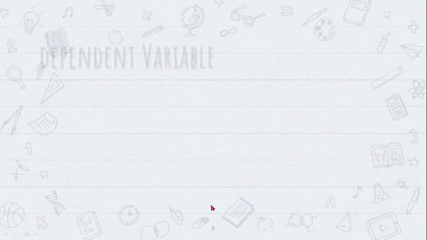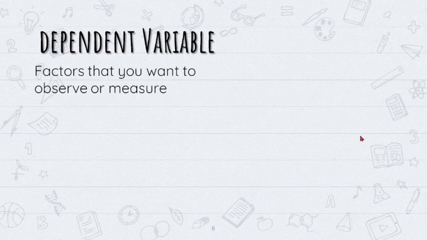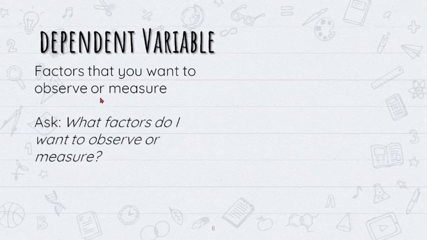Next, dependent variable. Dependent variables, on the other hand, are the factors that you want to observe or measure. So take note, dependent variable: the things that you want to observe or measure during an experiment. If you want to identify your dependent variable, you should ask the following question: What factors do I want to observe or measure?